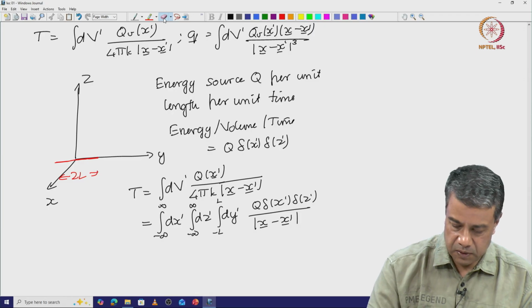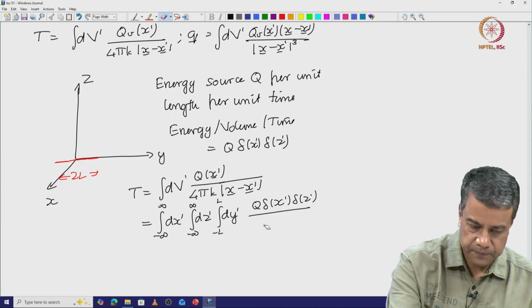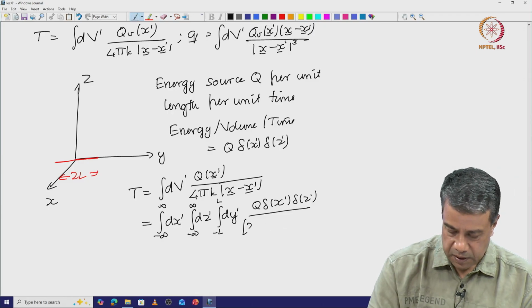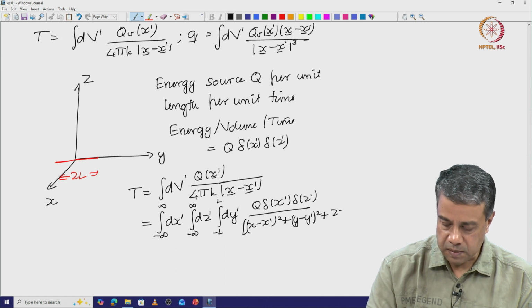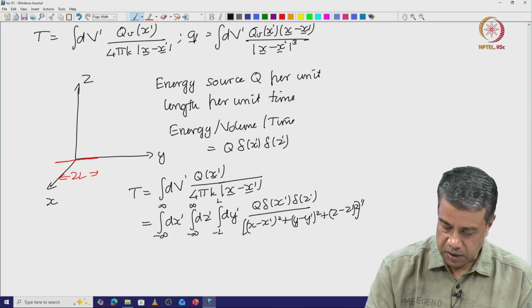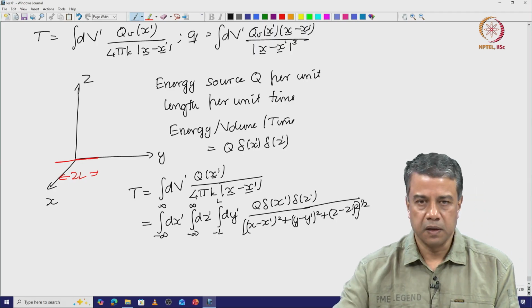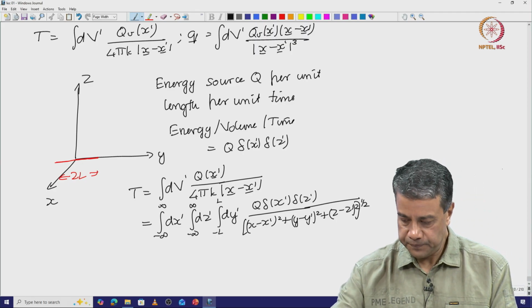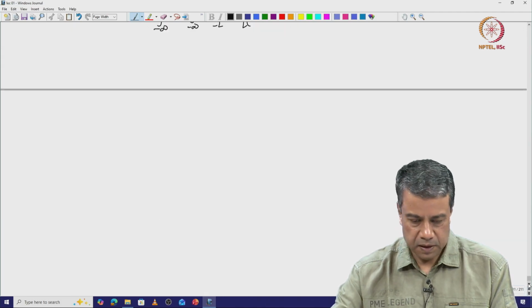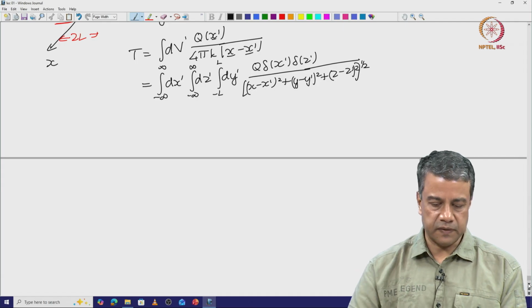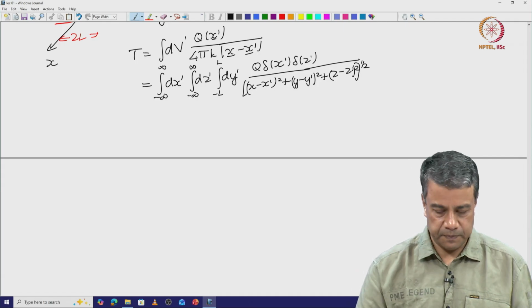And I can expand out the denominator as x minus x prime the whole square plus y minus y prime the whole square plus z minus z prime the whole square, whole to the half. So, that is the expression for the denominator in terms of x prime, y prime and z prime.